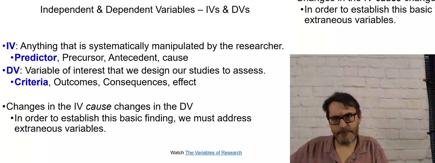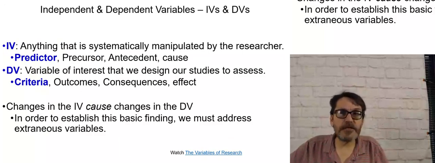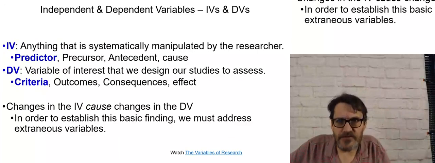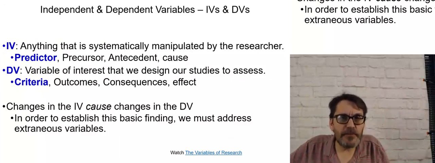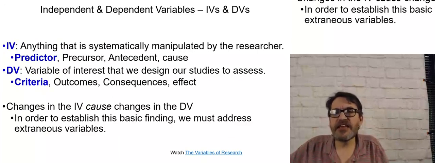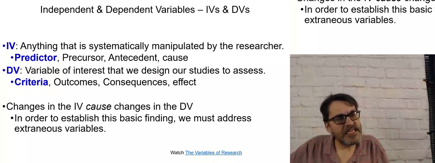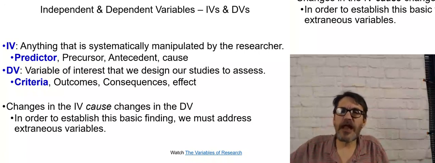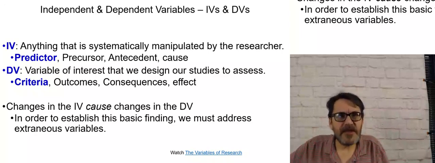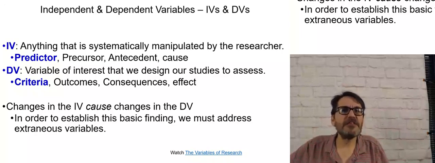So an independent variable is the thing that is manipulated in a research study. It is similar to a predictor, as we talked about in correlations. That is the thing that comes first. The dependent variable is the thing that we measure. We, the researchers, measure this, and the dependent variable is similar to a criterion or an outcome. So we manipulate the independent variable and measure changes in the dependent variable, or changes in the independent variable cause changes in the dependent variable.